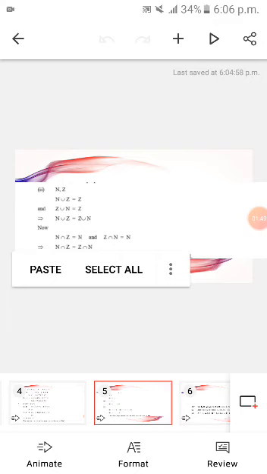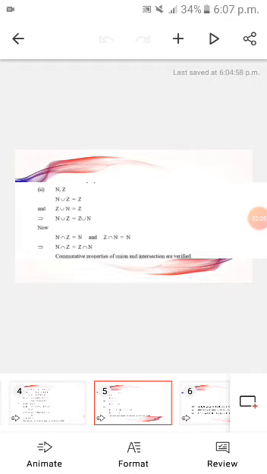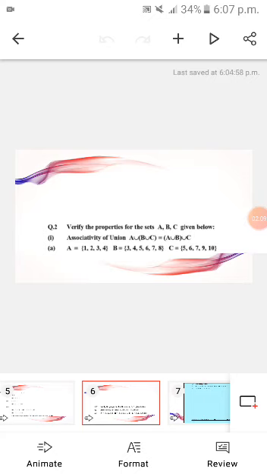And now checking intersection, natural numbers intersection integers is equal to natural numbers, because in this case we are talking about the thing which is common in natural numbers and integers, and the natural numbers are common in natural numbers and integers. And integers intersection natural numbers is equal to natural numbers. So the commutative property of union and intersection is verified.